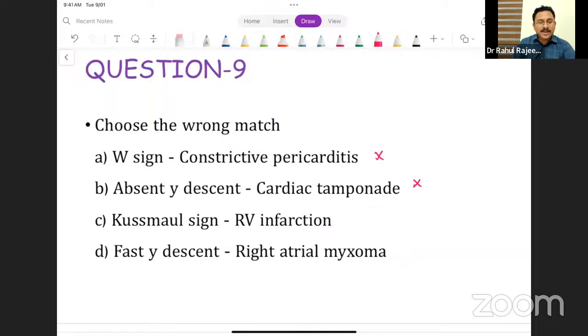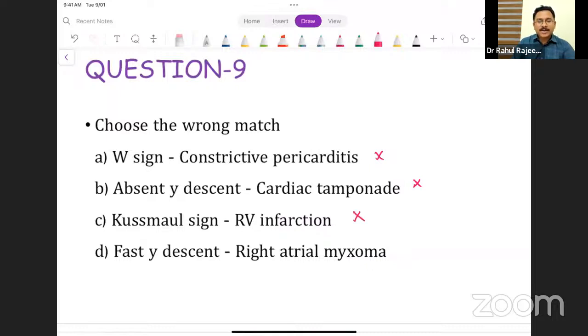Kussmaul sign can be associated with right ventricular infarction. Yes, because that would cause a right ventricular volume overload. Because you know that in Kussmaul sign, there is a rise of JVP on inspiration. Okay. So normally there would be a fall of JVP, but in Kussmaul sign, there is a rise. So when there is a right ventricular dysfunction, as in case of RV infarction, you can get a positive Kussmaul sign. So that is also not the answer.